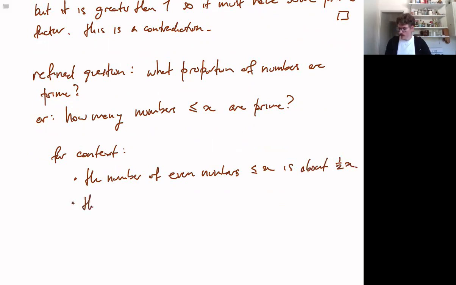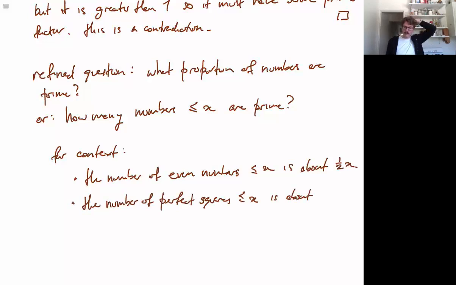The number of square numbers up to x is about, can we figure out what this is?